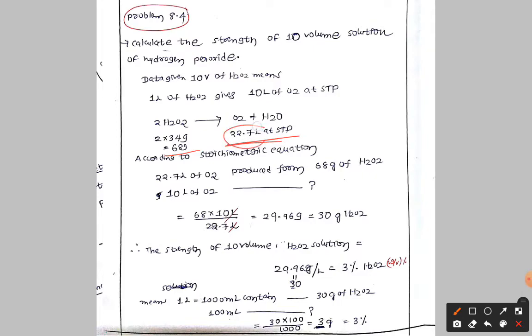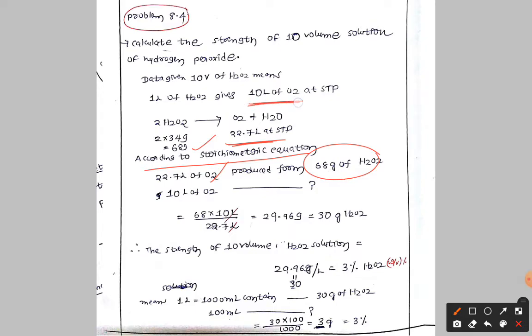22.7 liters of oxygen at STP. Why? Because 1 mole always, we told, we will take the default 22.7 liters. This we already discussed in stoichiometry. So according to the stoichiometric equation, 22.7 liters of oxygen can be produced from 68 grams of hydrogen peroxide.